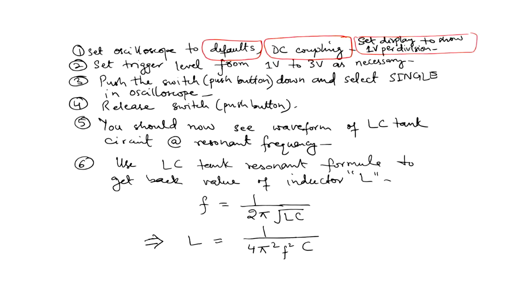So when the switch is pressed and you have pressed single, you have to release the switch. Once the oscilloscope gets triggered, it will take a snapshot of that waveform. So number 4 is release the switch, and then number 5, you should now see the waveform of the LC tank circuit at the resonant frequency. Then we know the LC tank resonant frequency is given by this formula, and if you rearrange the formula, you can find L, the inductance in henries, which is equal to 1 over 4 pi squared f squared times C.